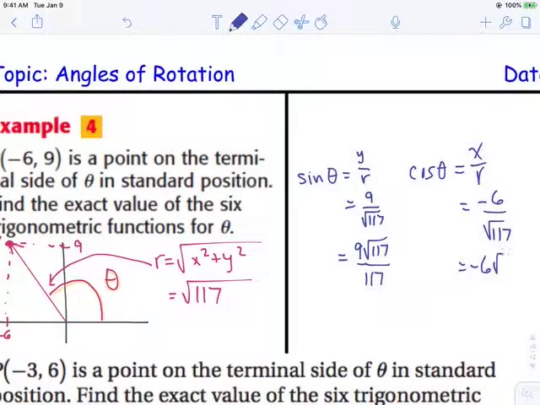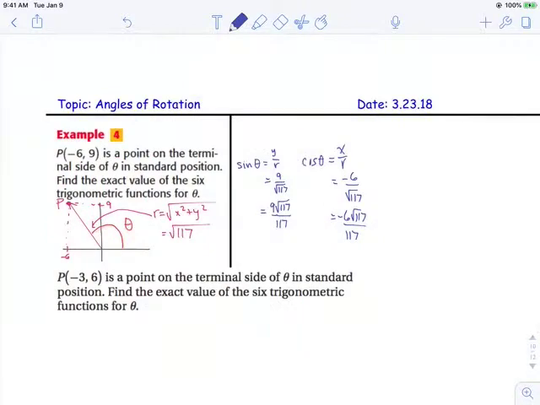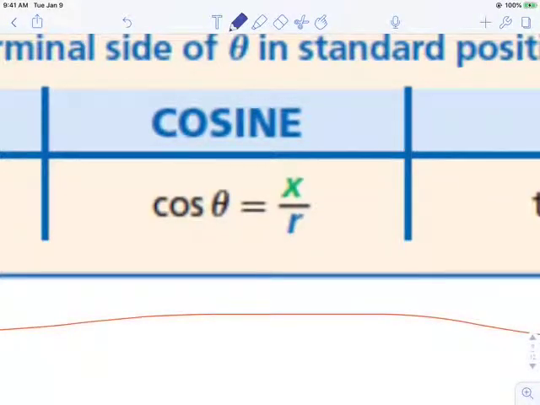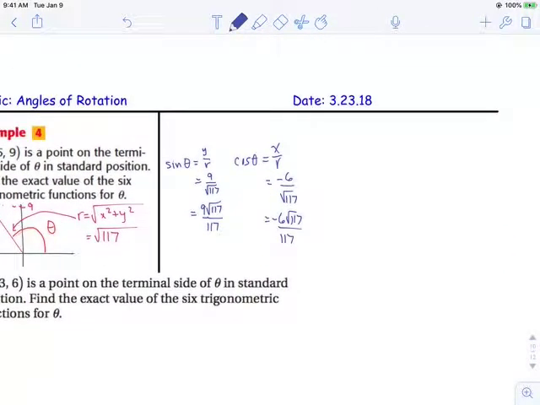Negative 6 root 117 over 117. There you go. Would it be a positive 6 because it had the... Go back up here. Did it not? No, absolute value. You take the x value. Okay, so just use exactly what you're given.